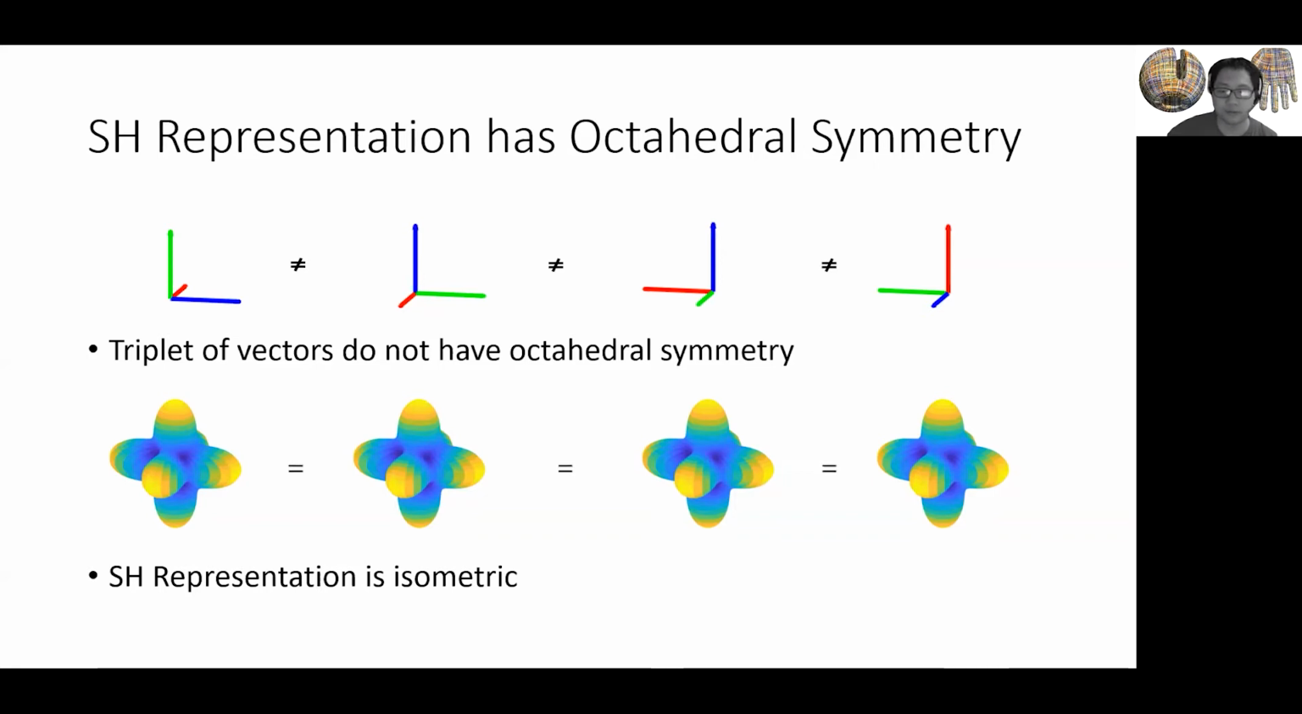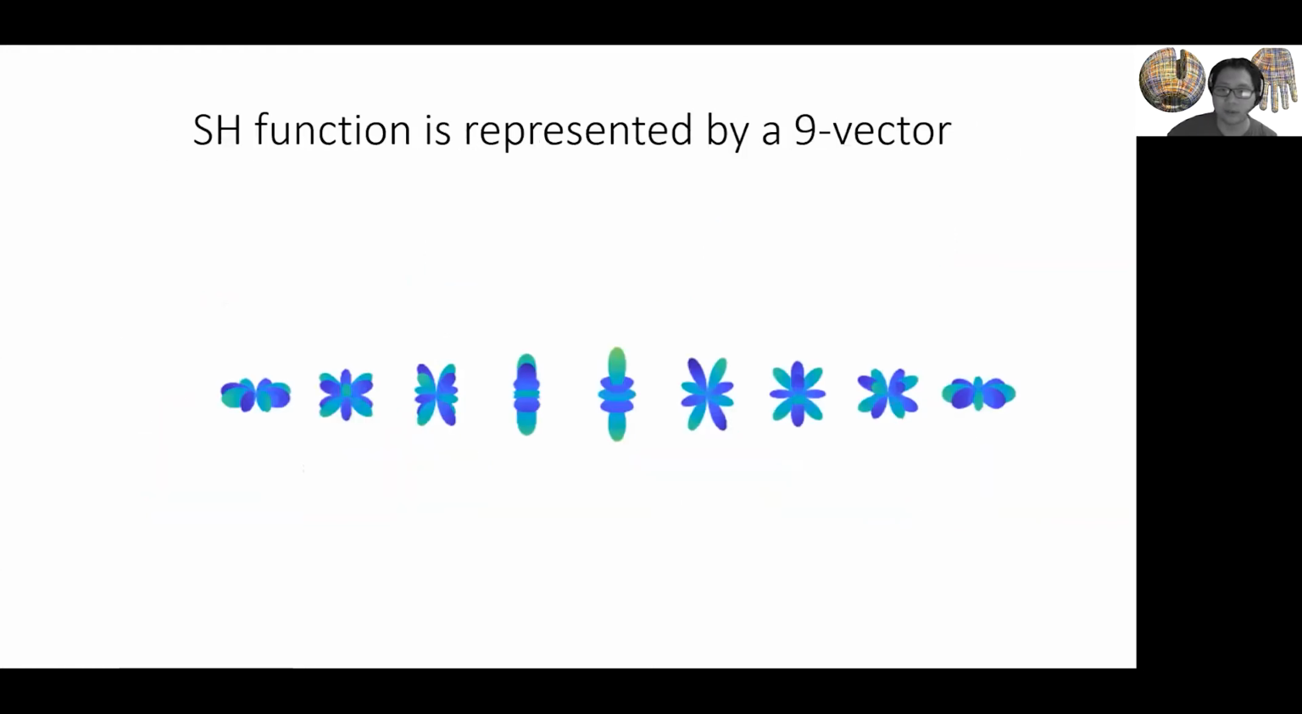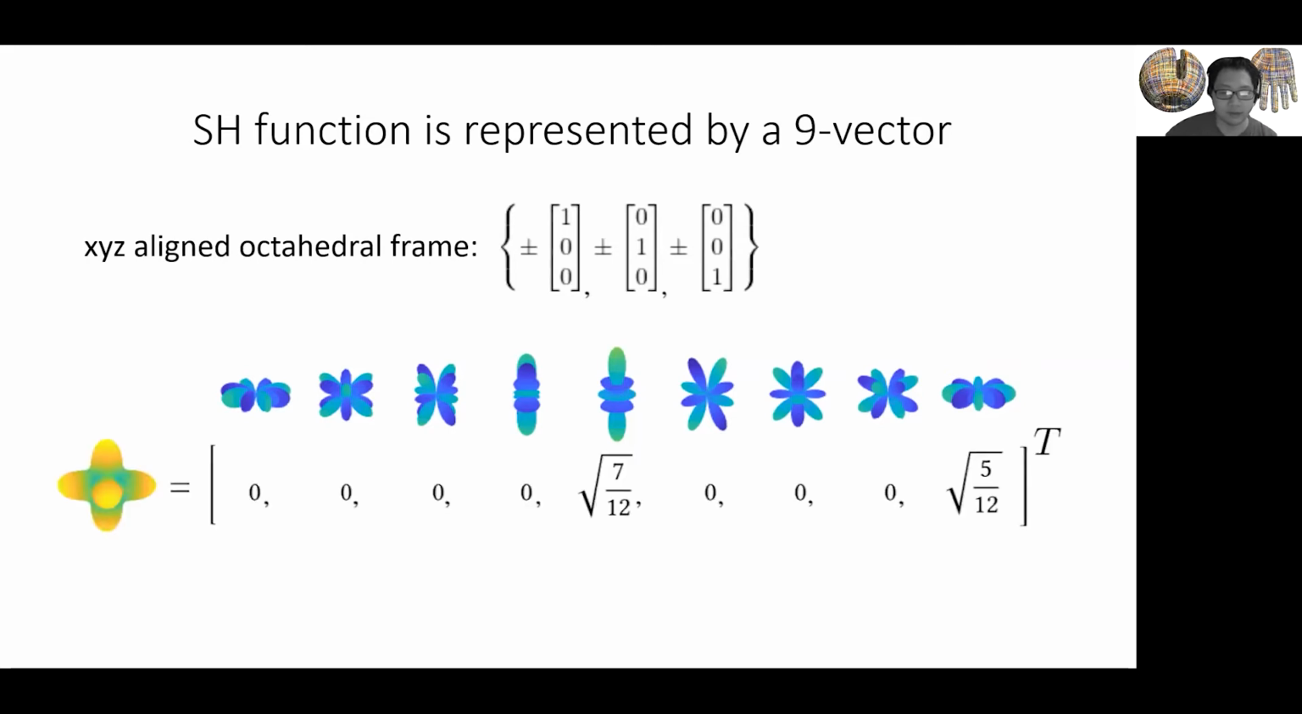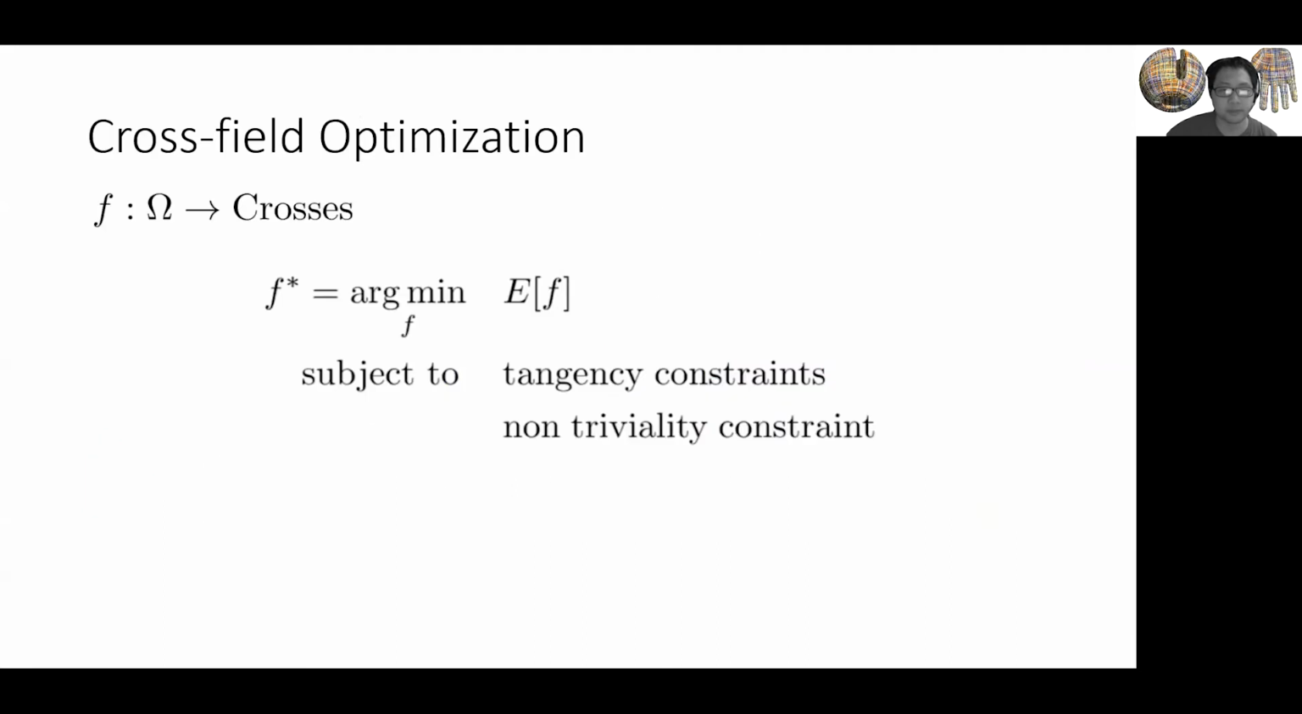Another nice property of this representation is that it's isometric to the space of octahedral frames. More concretely, we express the representation using the fourth band of spherical harmonic functions. There are exactly 9 fourth band spherical harmonic basis functions, pictured as the blue-green shapes. So if you wanted the spherical harmonic representation of the XYZ axis aligned frame, you get the corresponding 9 vector. So now we've chosen a representation for crosses.